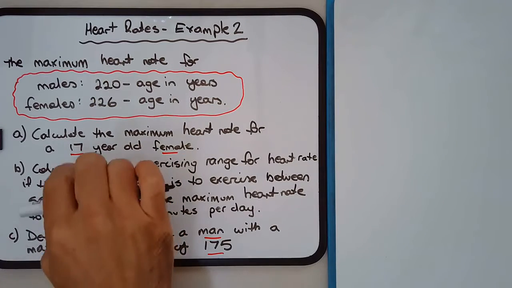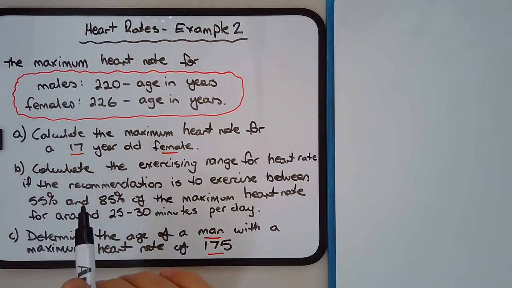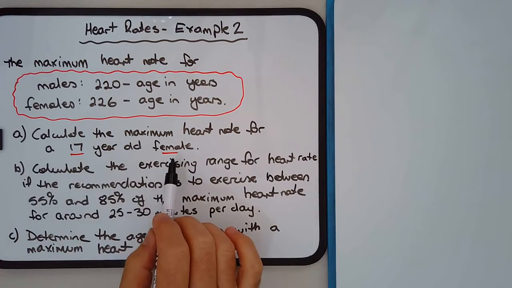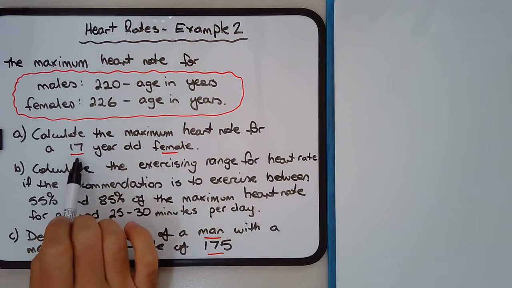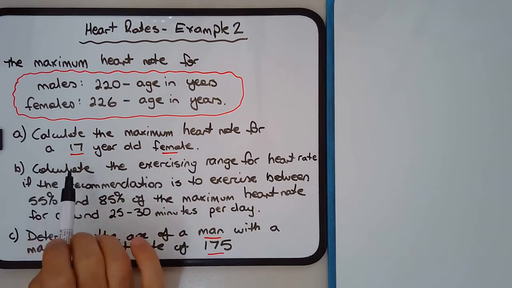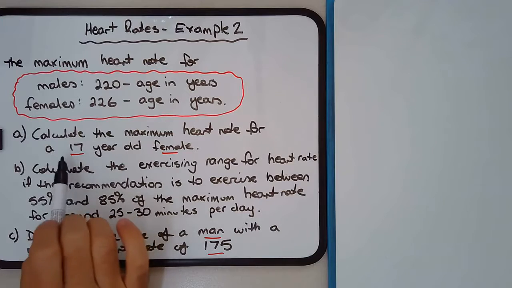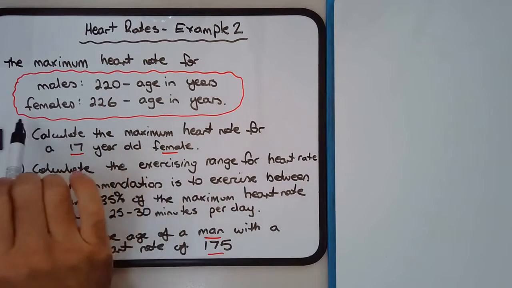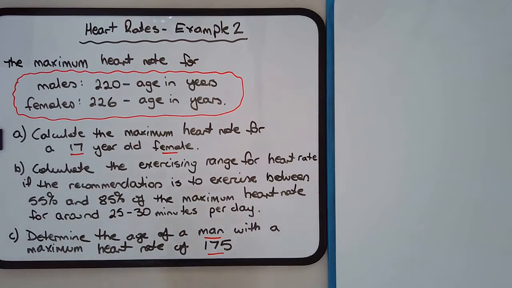Okay, so let's have a look here at part A, which is to calculate the maximum heart rate for a 17-year-old female. I've already underlined there are two key things that we need to know, which is that this person's 17 and they're female. So we're going to use the second equation here.